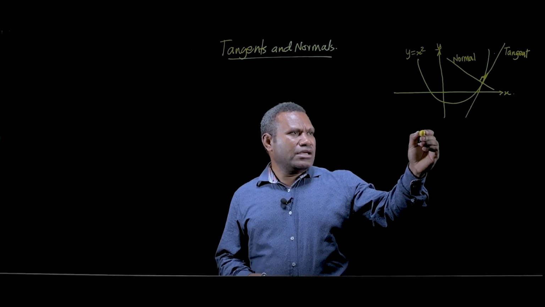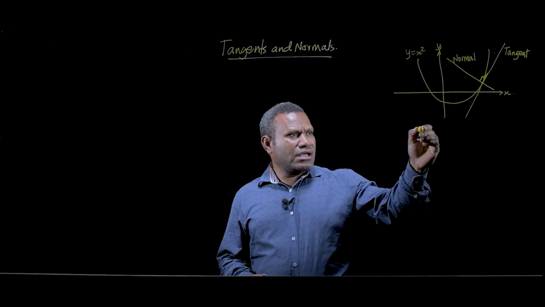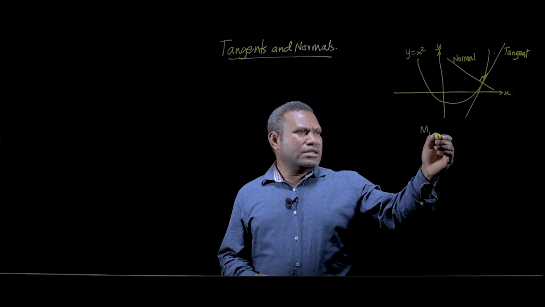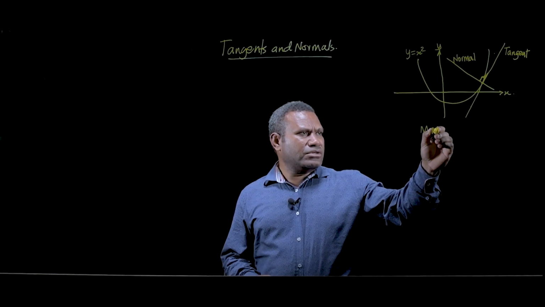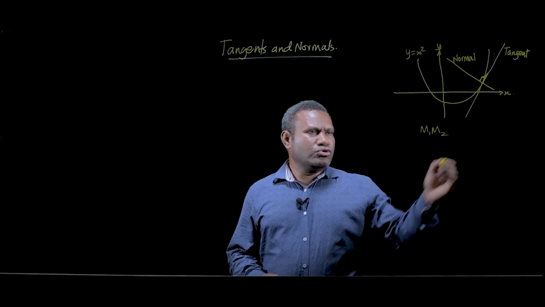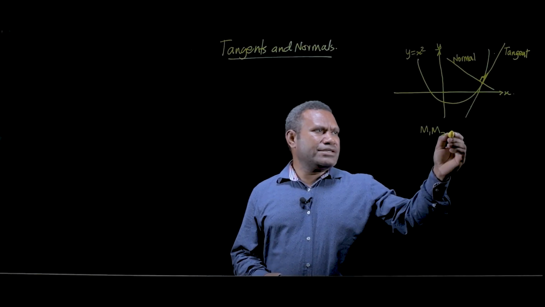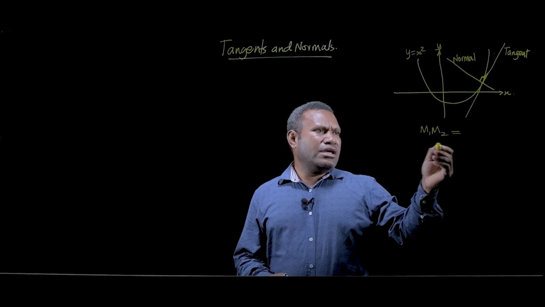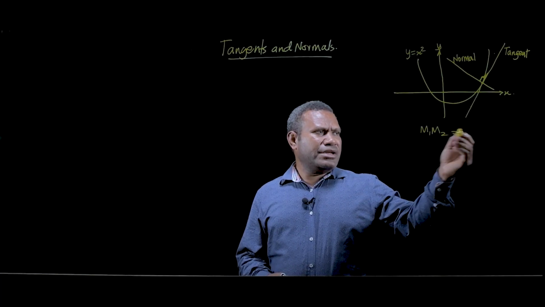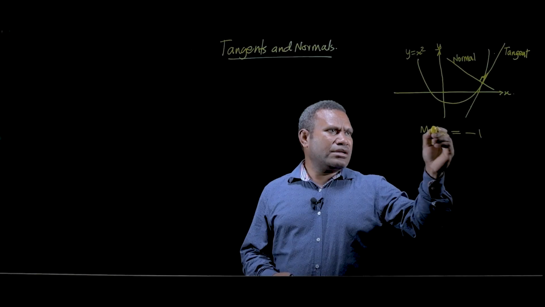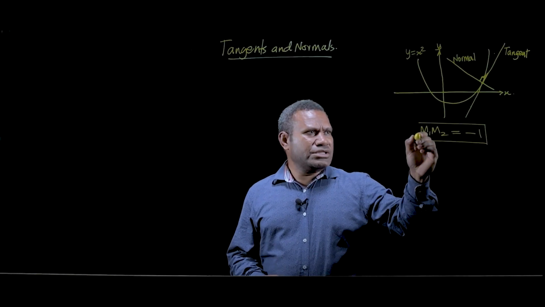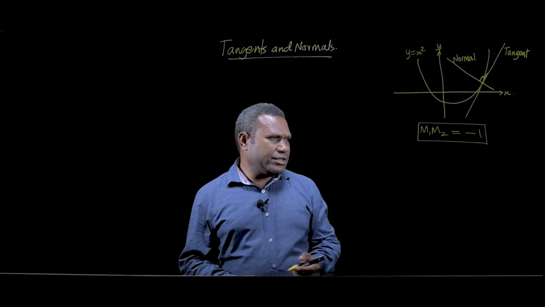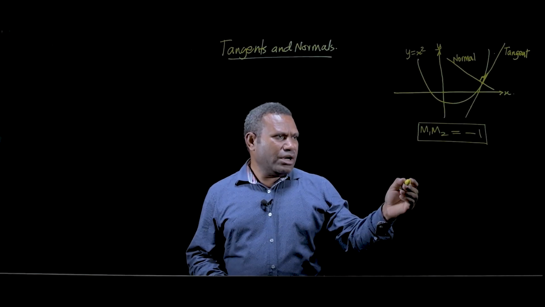Firstly, from our previous knowledge, grade 11 topic, we have learned the relationship between the gradients of two perpendicular lines: gradient 1 multiplied by gradient 2 gives us negative 1. We are going to use this relationship to calculate the gradient of the normal in order to calculate the equation. So let's look at one example.